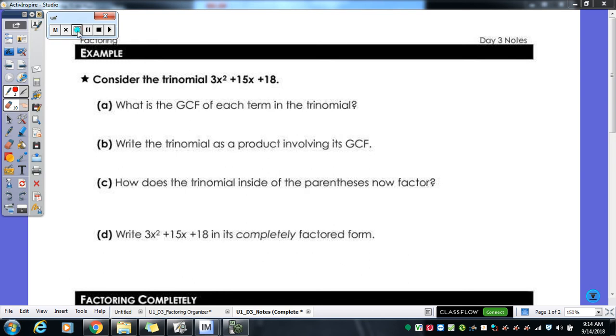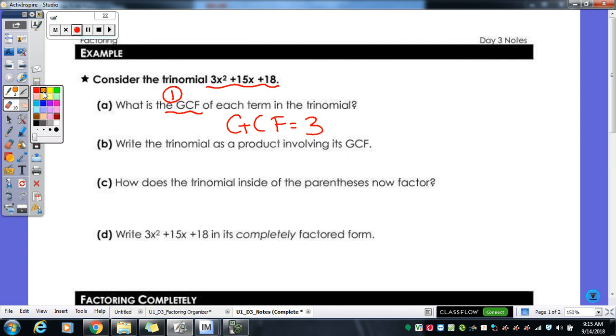So considering this trinomial up here, when we are factoring completely, we always want to look first for a GCF, which is why we went through GCF factoring first, because that's the one you look for first. So is there a GCF of that trinomial up there? Yes, what is it? 3. So GCF equals 3.